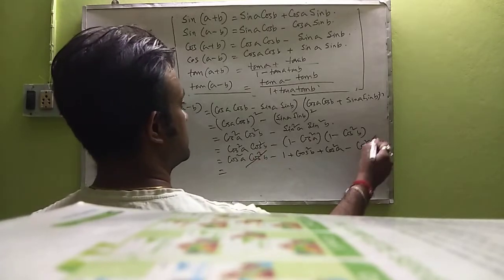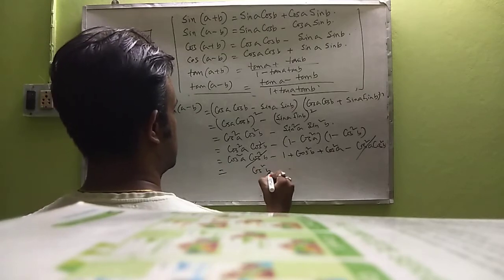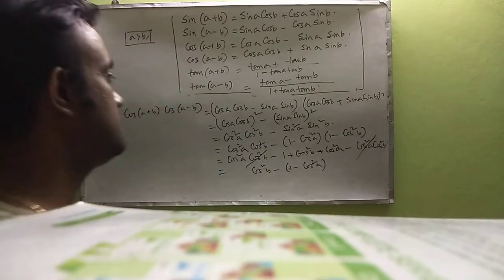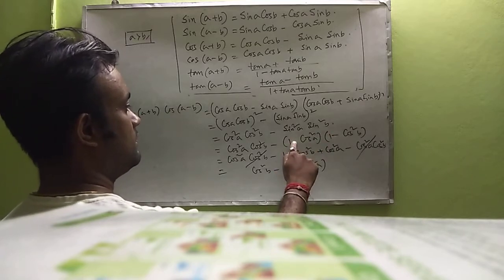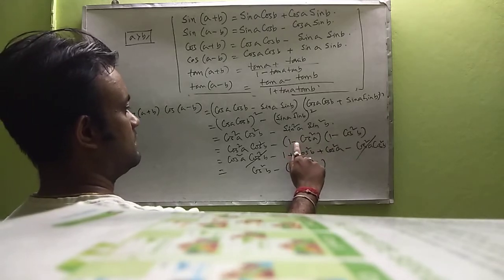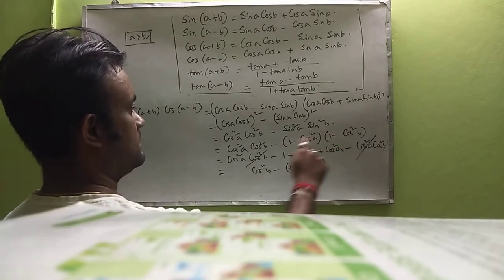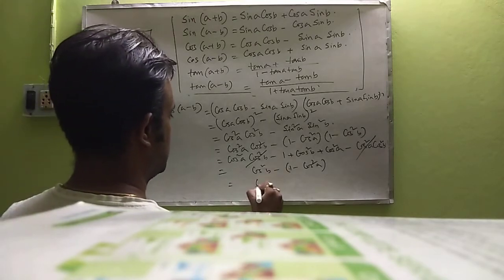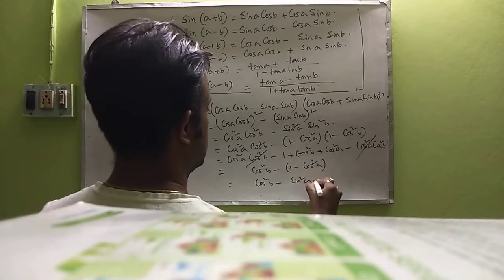So this and this omit. cos square B minus 1 minus cos square A. We can write this minus 1, minus minus plus, minus cos square A, minus plus minus plus. Okay, so cos square B minus sin square A.